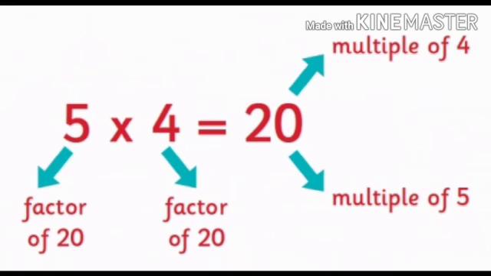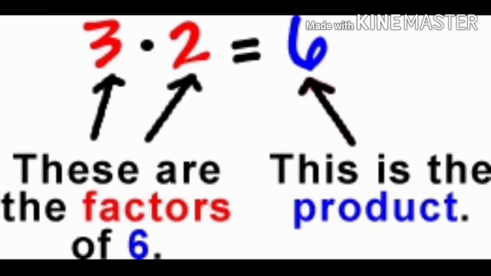So I hope you all understood. Students, now we have one more example. Here 3 into 2 is equal to 6, and 3 and 2 are the factors of 6, and 6 is the product, meaning 6 is a multiple of 3 and 2. Okay students, we are going to take some different types of questions.